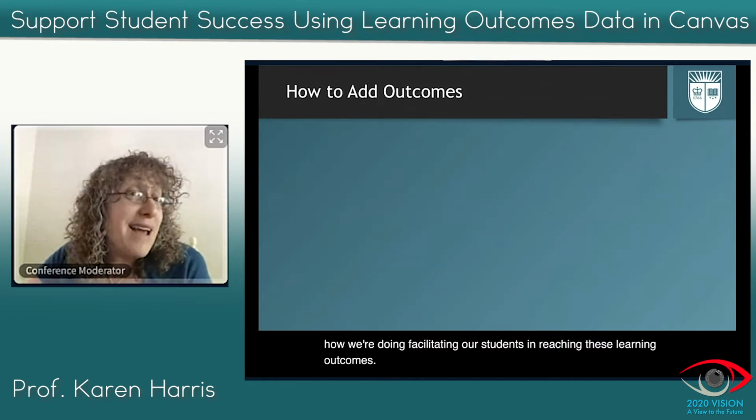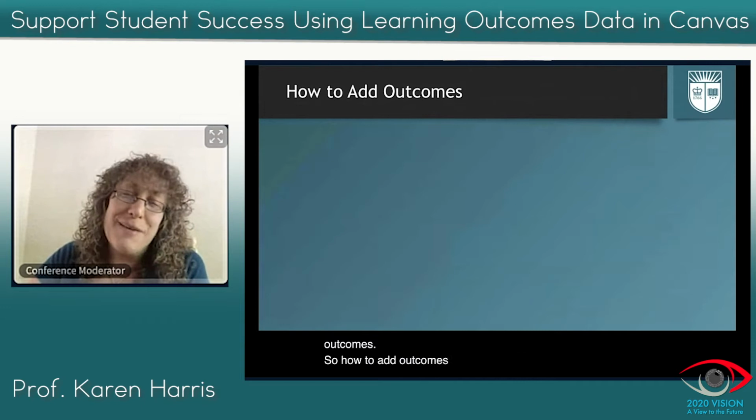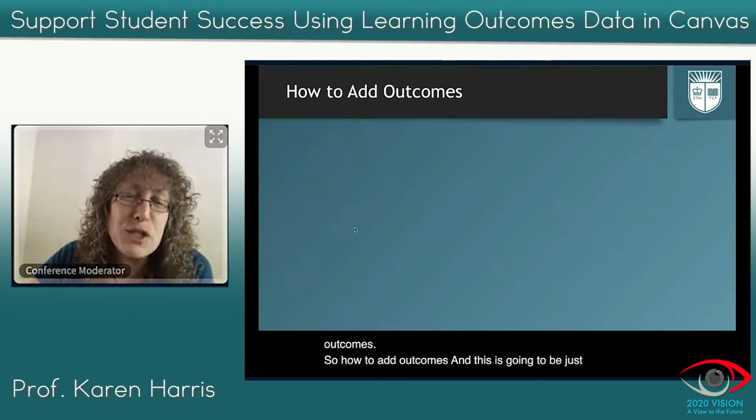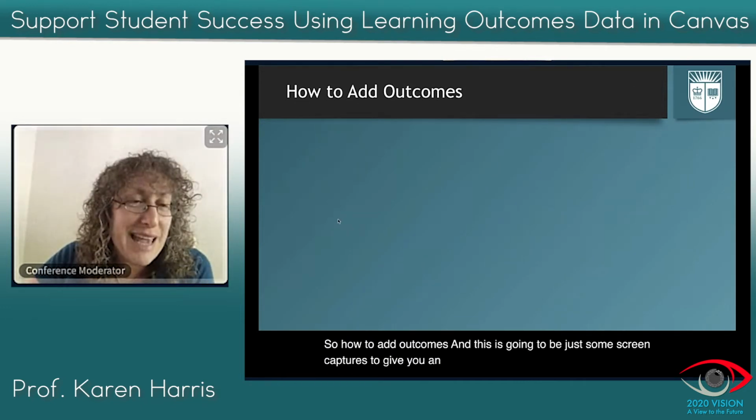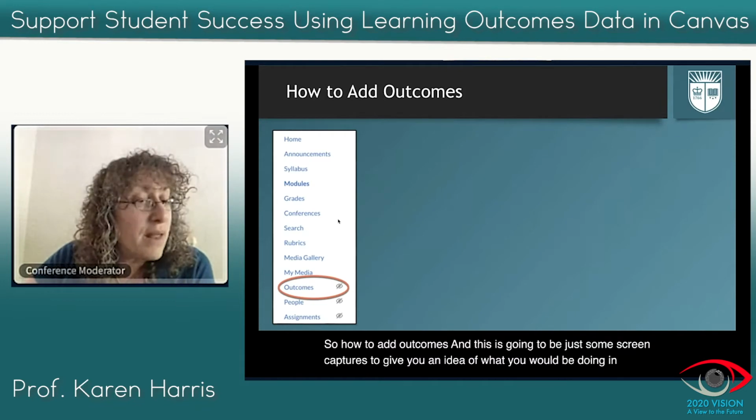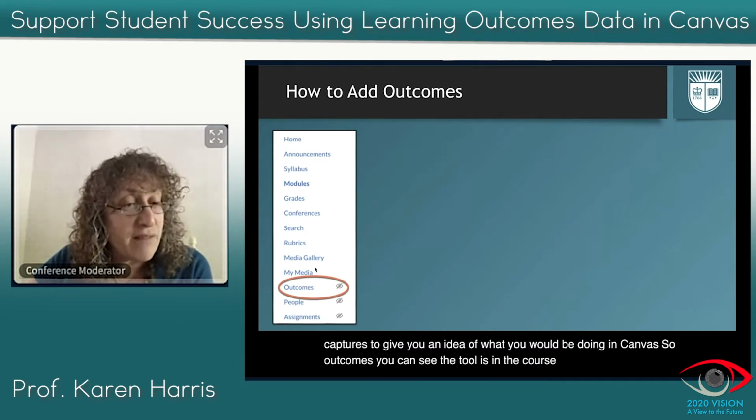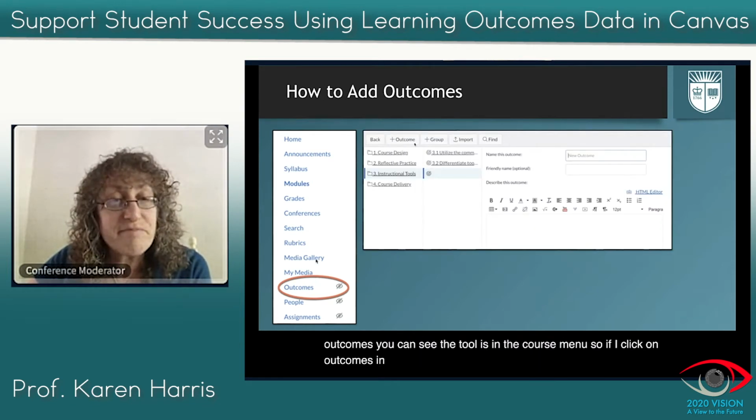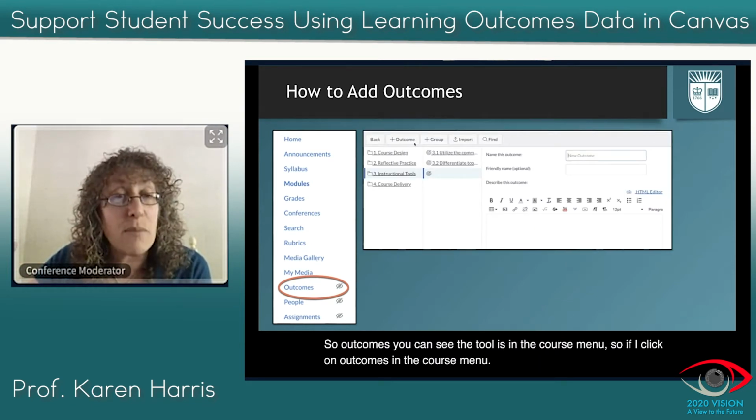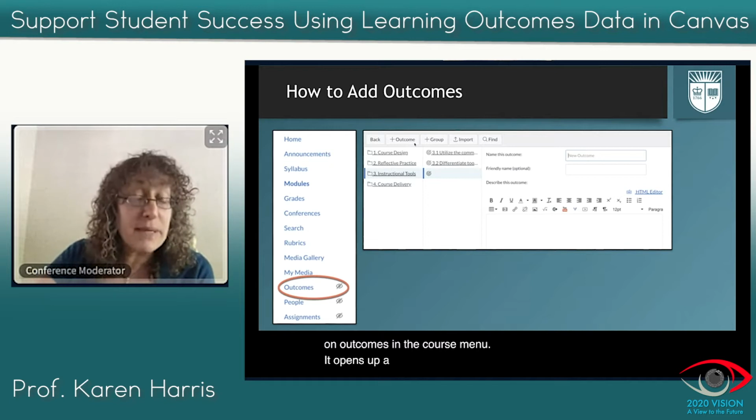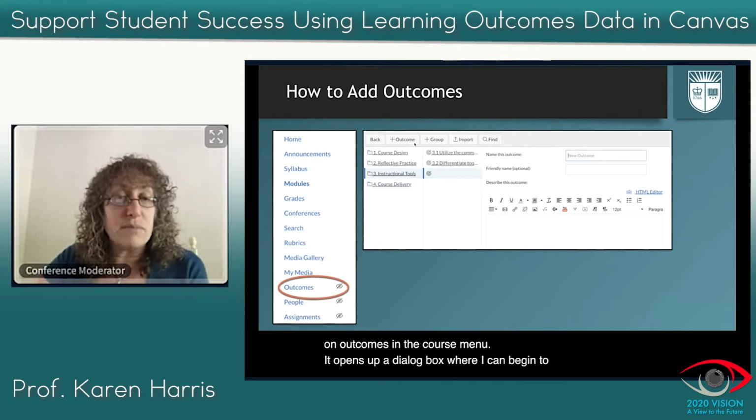So, how to add outcomes. This is going to be just some screen captures to give you an idea of what you would be doing in Canvas. So outcomes, you can see the tool is in the course menu. If I click on outcomes in the course menu, it opens up a dialog box where I can begin to populate my learning outcomes.